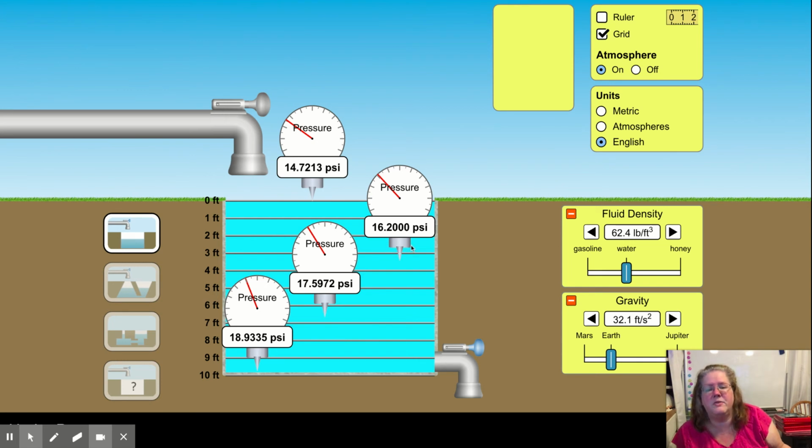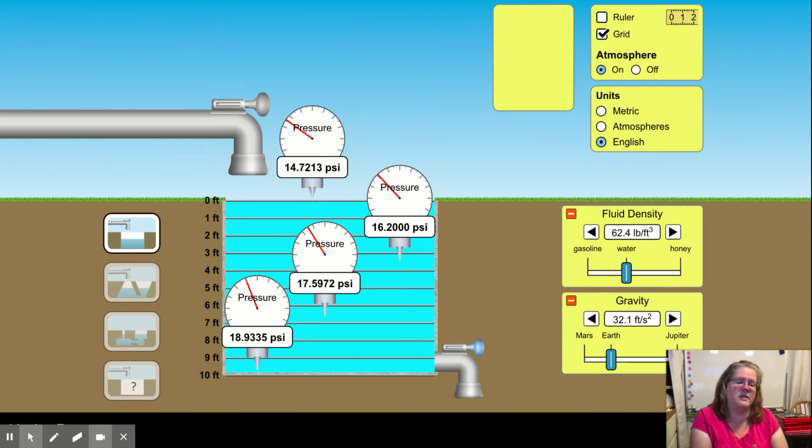A meter, 3 feet down, would be 16 pounds roughly per square inch. A little over 6.5 feet down would be almost 17.6 pounds per square inch. And if we went all the way down to 10 feet, we've increased by 4 pounds per square inch on our body. So when we feel that, we actually feel the difference in pressure.